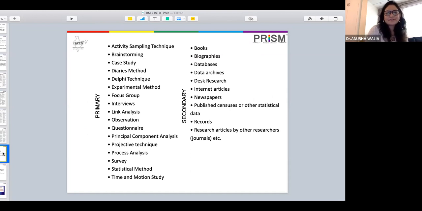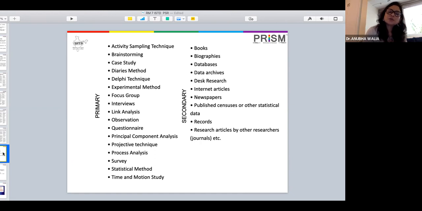So see, there are so many of them for the primary and secondary. The primary are active sampling technique, brainstorming, case study, diaries method, Delphi technique, experimental method, focus group, interviews, link analysis, observation, questionnaire, principal component analysis, projective techniques, process analysis, survey, statistical method, time and motion study. In the secondary, you will see books, biographies, databases, data archives, desk research, internet articles, newspapers, published census records, research articles by researchers, and journals.